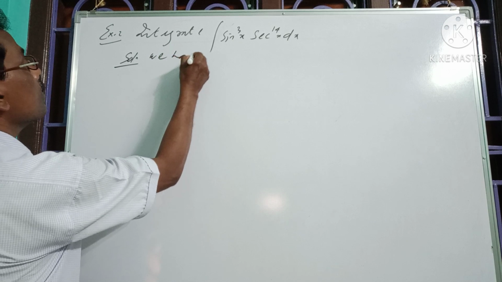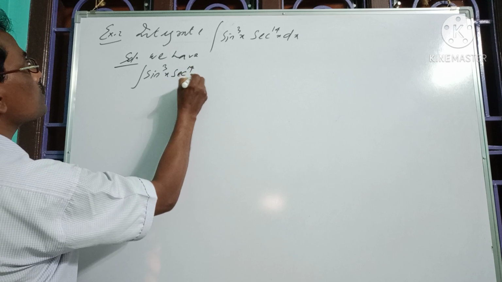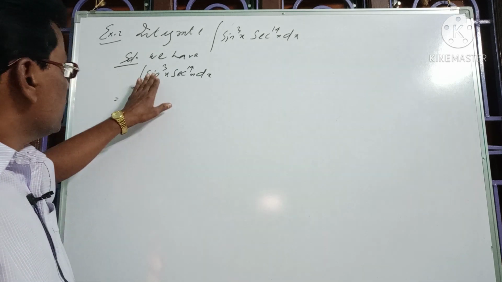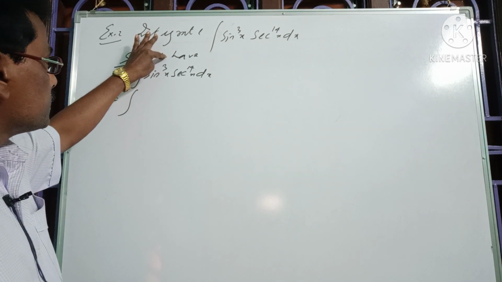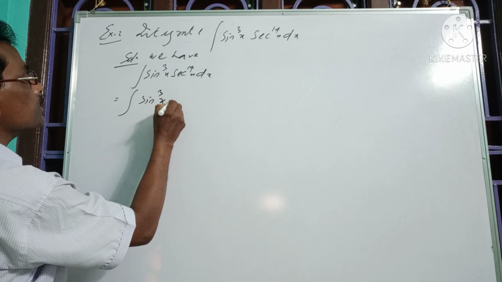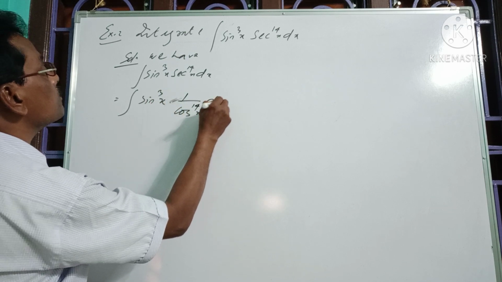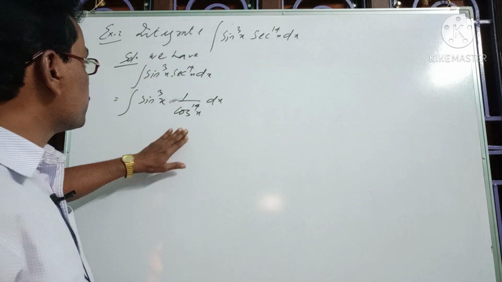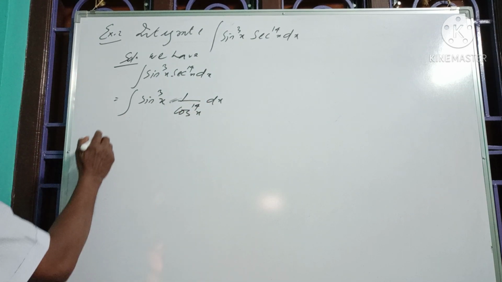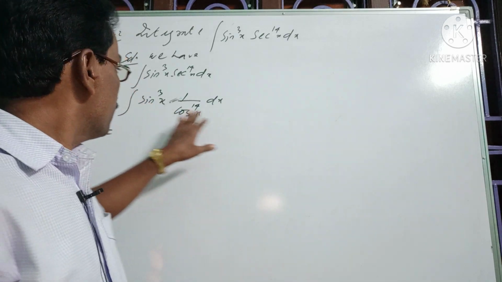So we have the integration of sin to the power 3x into sec to the power 14x with respect to x. The integrand contains an odd power of sin x and an even power of sec x. Breaking sec x, we have sin to the power 3x into 1 by cos to the power 14x with respect to x, because sec x is equal to 1 by cos x. So now the integrand contains sin x with an odd power, that is 3.